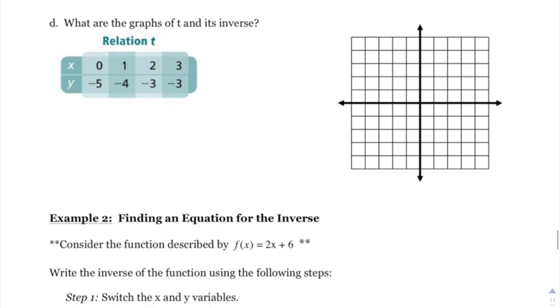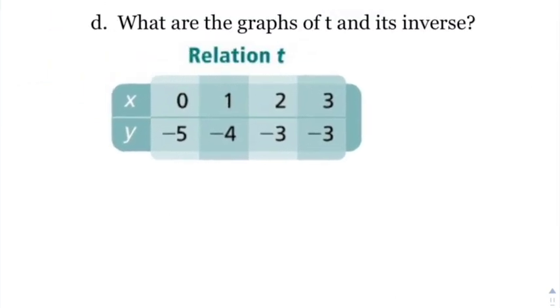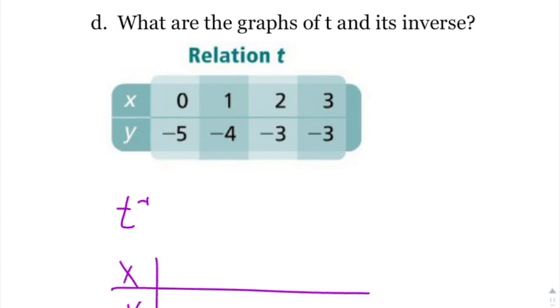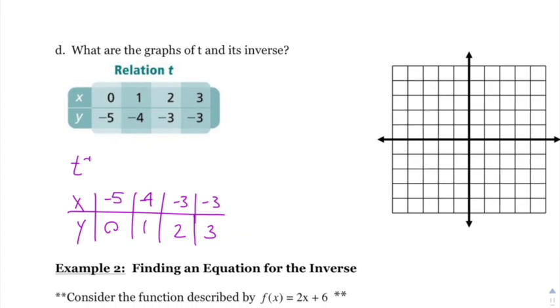All right, let's do the next one here. What do the graphs of t and its inverse look like? So this first one's t, so we'll call this next one t inverse. Here, let's do this instead. x, y. Like before, all we have to do is switch the domain and range values. 0, 1, 2, 3.